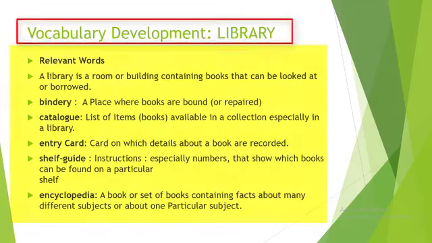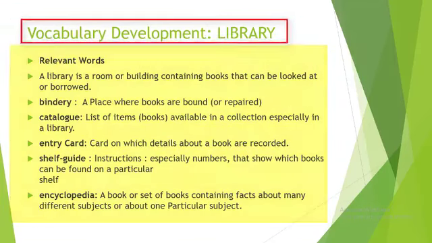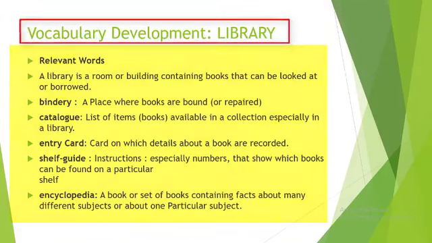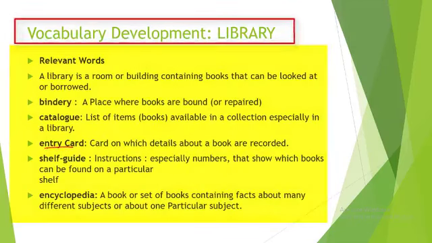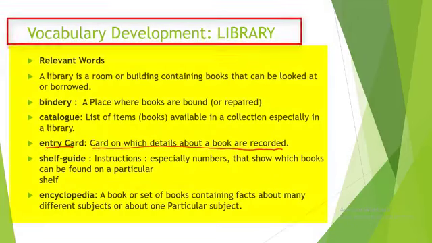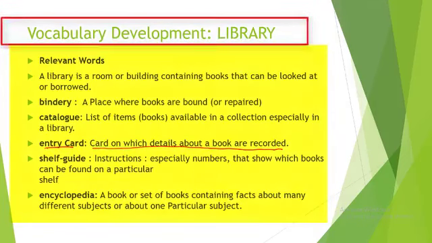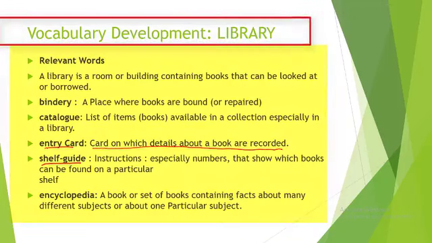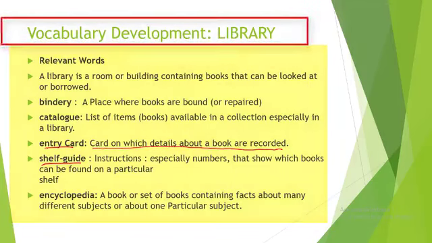You either go there to look at the books, or you can borrow the books. To look at doesn't mean to just literally see. It means to read through. Alright, then we have the following words associated with library. We have a catalog, a list of items in a collection in the library. We have your entry card, the card that you have to tender if you are going to borrow a book. Then we have shelf guide. Shelf guides are instructions that tell you or show you where books can be found on a particular shelf.